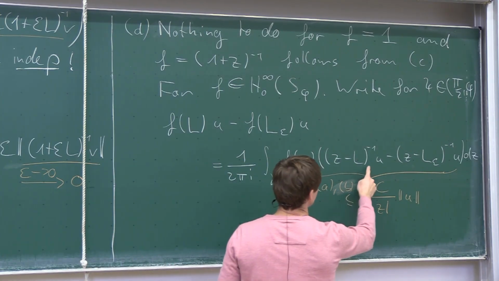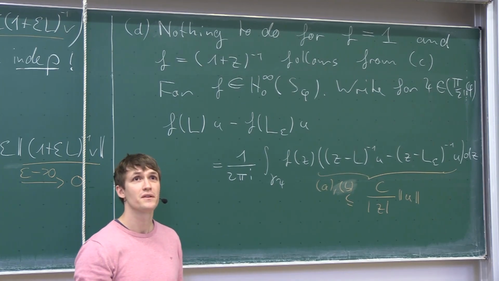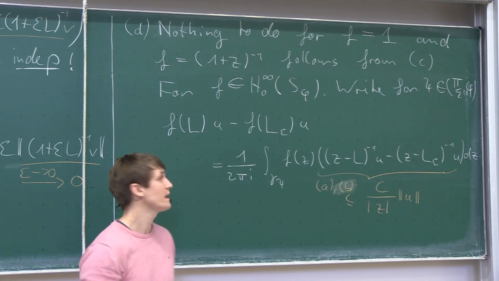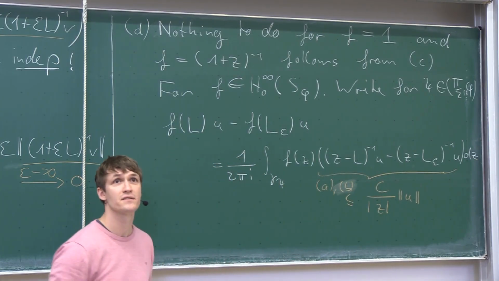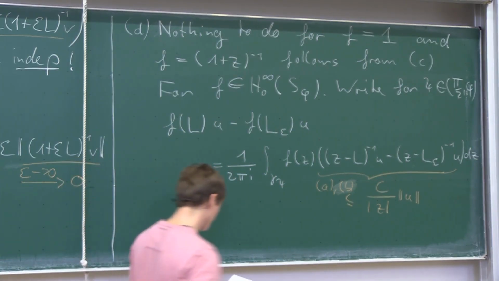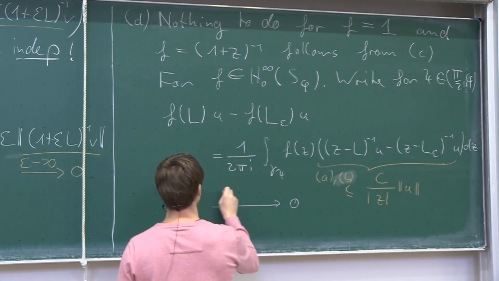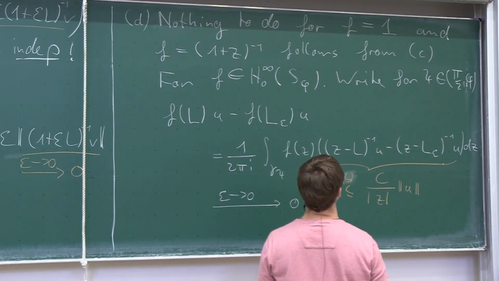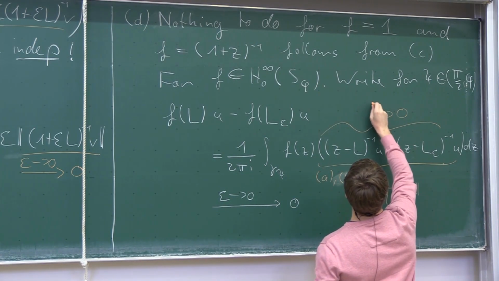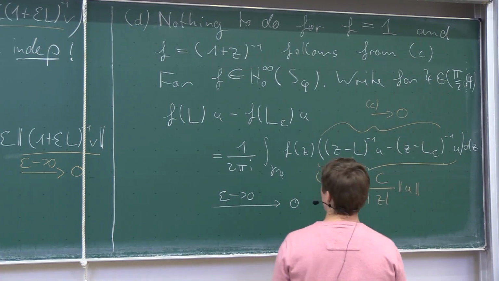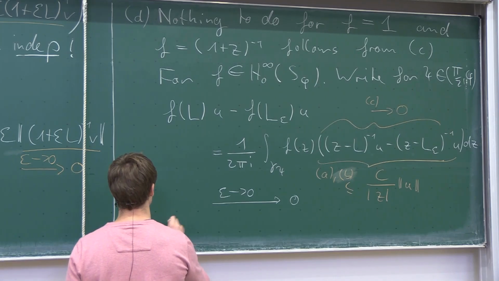And part C tells us that the integrand also converges to 0 for epsilon to 0. So the dominated convergence theorem applies and tells us that if we send epsilon to 0, the right-hand side tends to 0. And this is what we wanted to prove. So this here converges to 0 as epsilon tends to 0. Right here, this tends to 0 by C, and the argument is the dominated convergence theorem.